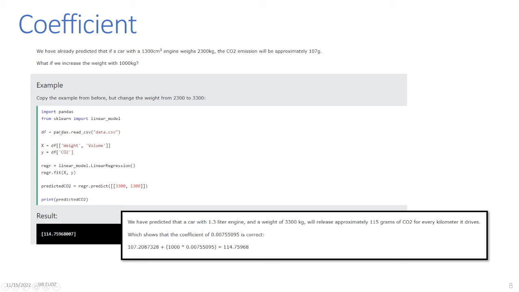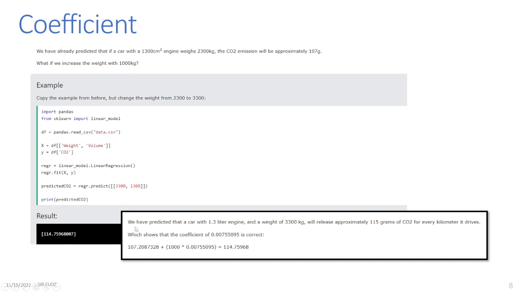We read the CSV file, create the list for X based on the data frame, and for Y, and the regression. But this time, when we predict, instead of 2,300 for the weight, we increase by 1,000 kilograms, so it becomes 3,300. Then we predict the value. It is now 114.